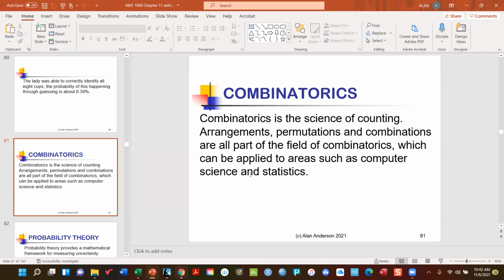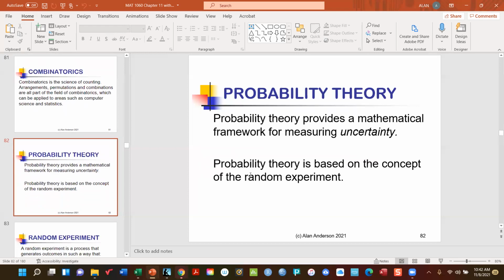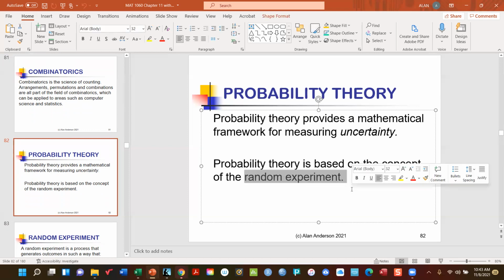But anyway, now we're going to move on to probability theory. And again, I think we may have started to look at this last time. What it does is it provides us with a mathematical framework for measuring uncertainty. And of course, there's a lot of uncertainty in the world, and what we're trying to do is come up with a way of assigning probabilities to unknown events. So we start out by assuming that some type of process is taking place, which we will call the random experiment. Now, there's a lot of different things that can qualify as a random experiment.